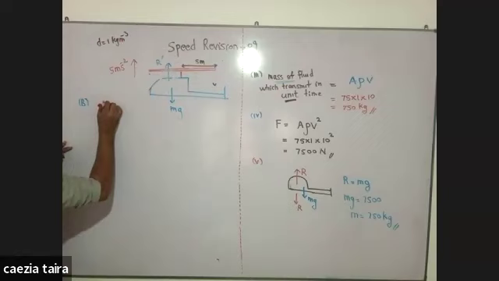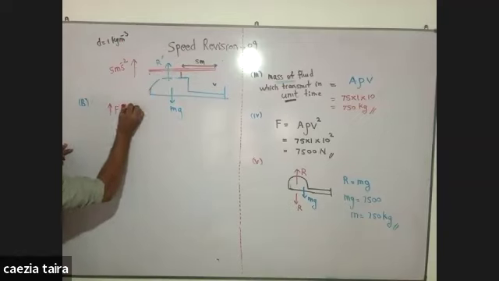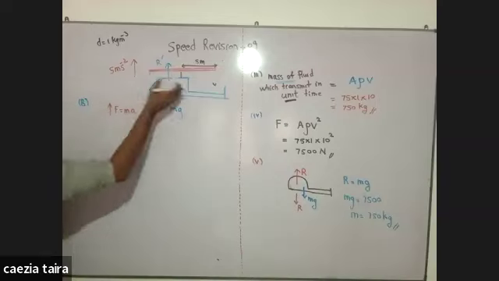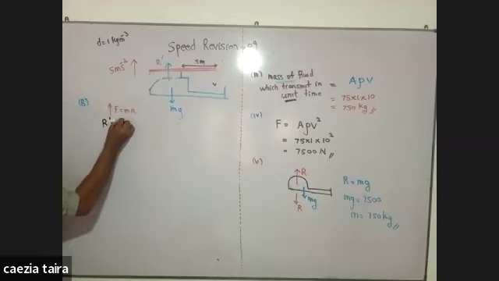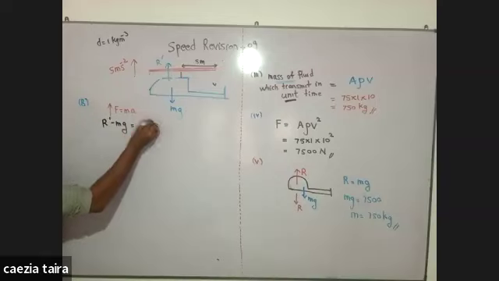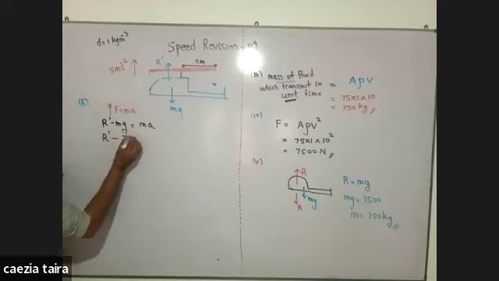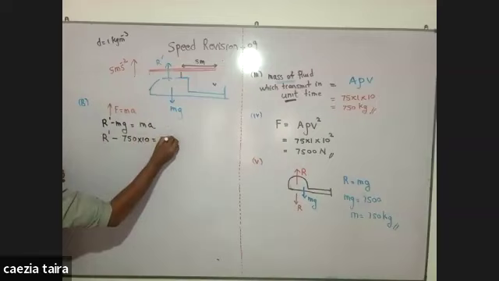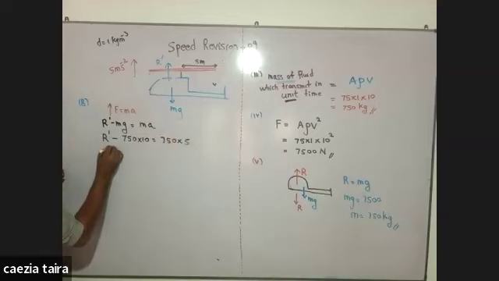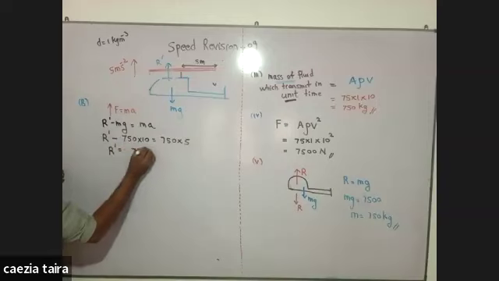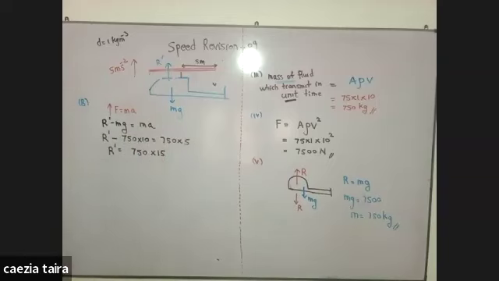So let's apply the F equals ma equation. There are two forces acting on the helicopter, R dash and minus mg, equal to ma, right? R dash minus mg means R dash minus 750 into 10 equals 750 into 5. R dash can be obtained by 750 multiplied by 15, right? The product of these two terms will give you the answer of the reaction force, right?